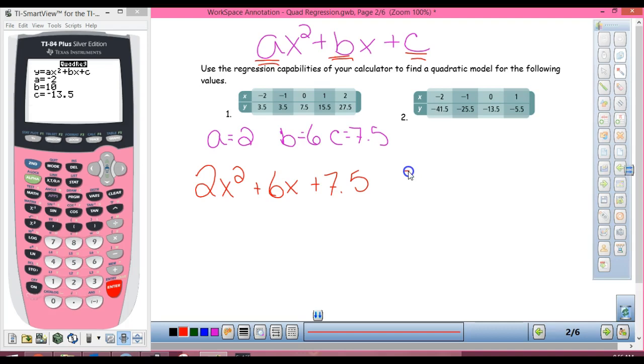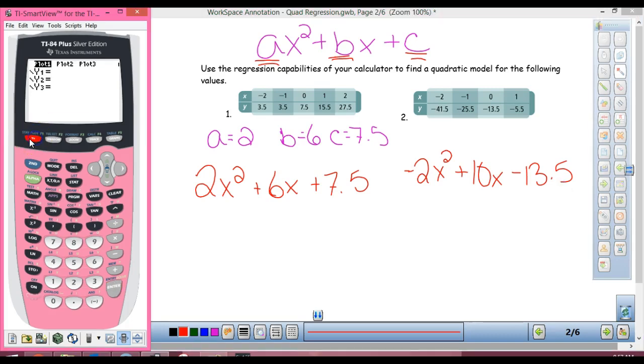All right, so what's my equation? Yep, so what's my equation? Negative 2x squared plus 10x minus 13.5. So where do I put that? In my y equals. So I go to y equals, and I put in negative 2x squared plus 10x minus 13.5 and hit graph.